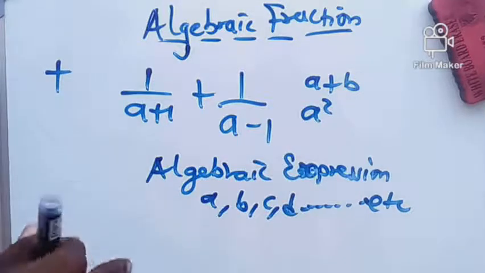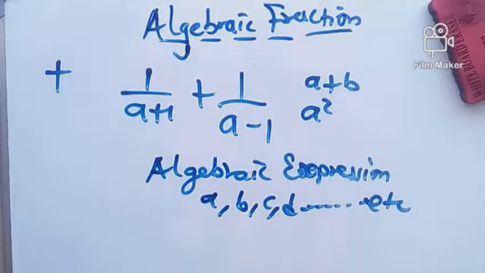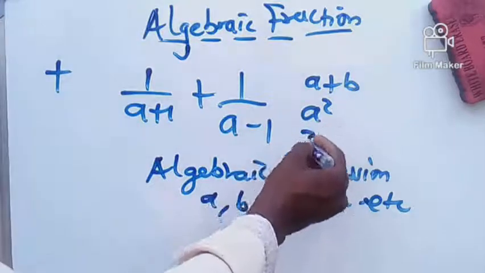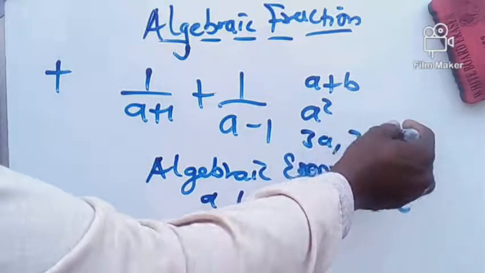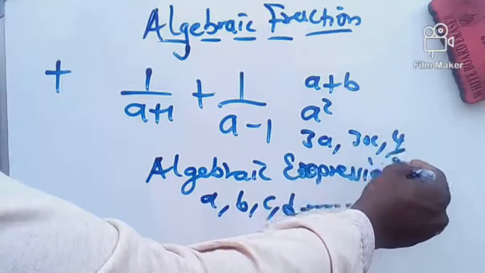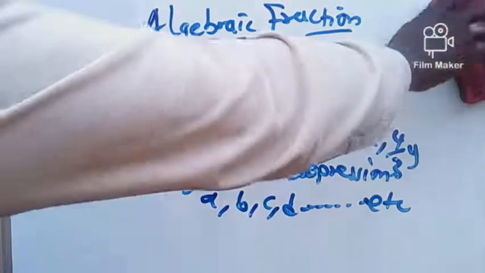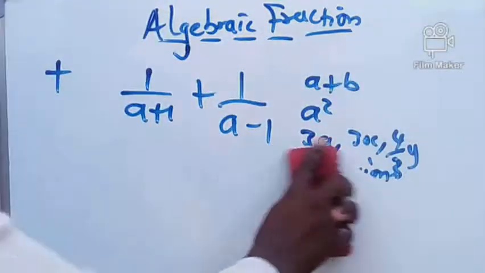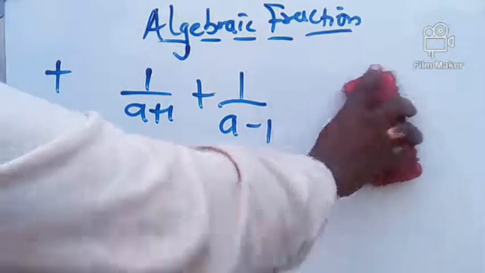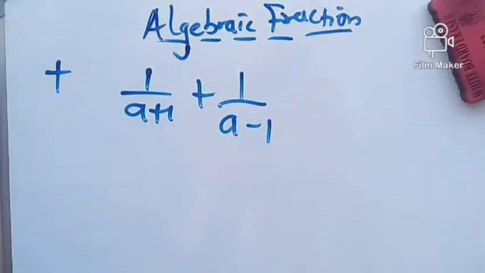Even when it combines with constants such as numbers, even when you have something like 3a, 3x, 4 over 3y, anytime you have a number combining with a letter, it is still an algebraic expression. But there are 4 different kinds of algebraic expressions. It is very interesting for us to understand these 4 different kinds so that we know how we go about problems like this.